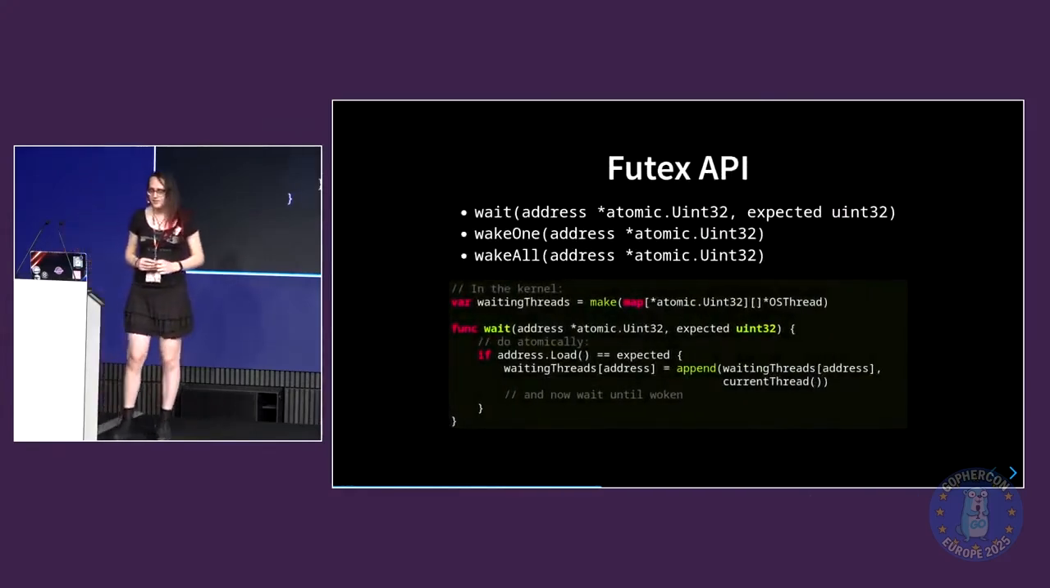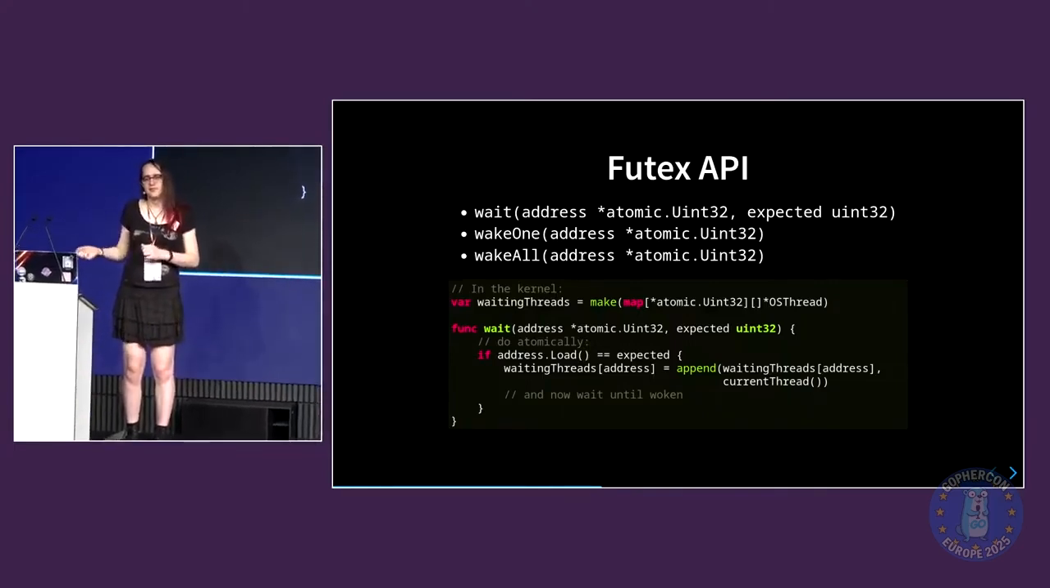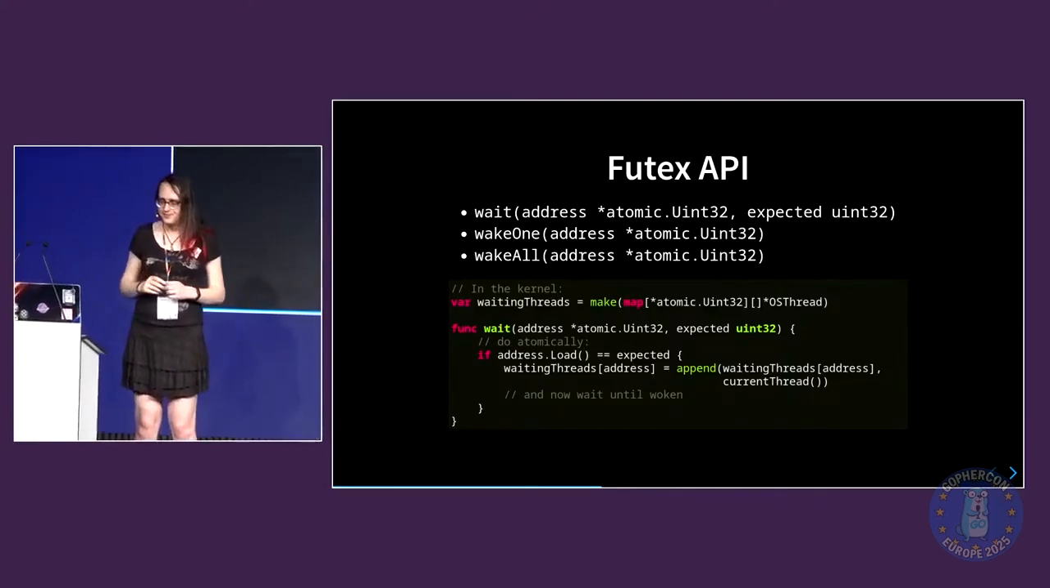The API looks something like this. This is just pseudocode, but this is what the operating system implements. It's based on atomic variables. And basically, there's one side that can call wait, and the other thread that can call wake. And it will wake up a waiting thread.